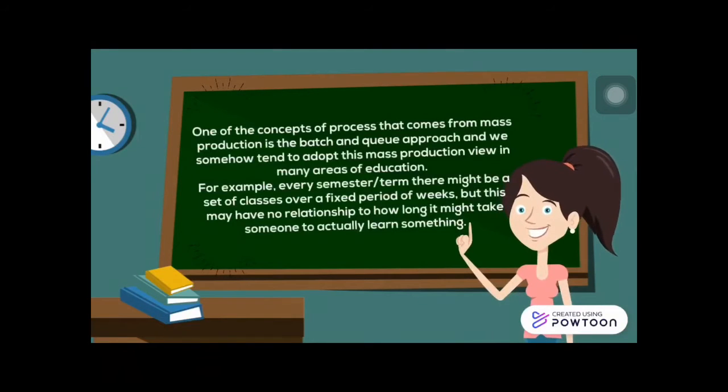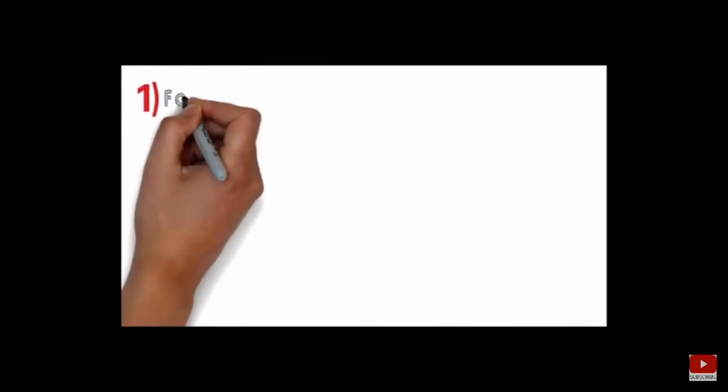Next is lean processes. One of the concepts of process that comes from mass production is the batch and queue approach, and we somehow tend to adopt this mass production view in many areas of education. For example, every semester or term there might be a set of classes over a fixed period of weeks, but this may have no relationship to how long it might take someone to actually learn something. Another example is when we produce a batch of graduating students, but often we do not know whether they are in fact ready to take advantage of the opportunities around them. The 10 steps of Lean process.